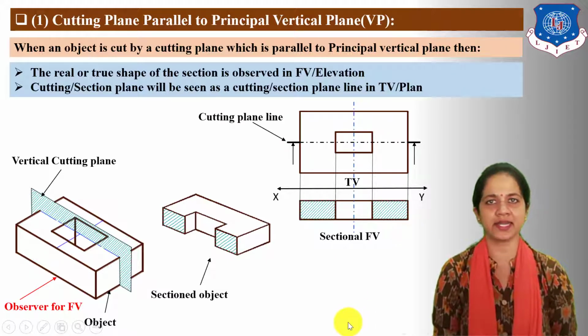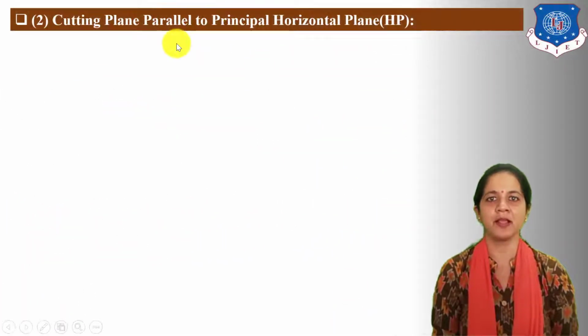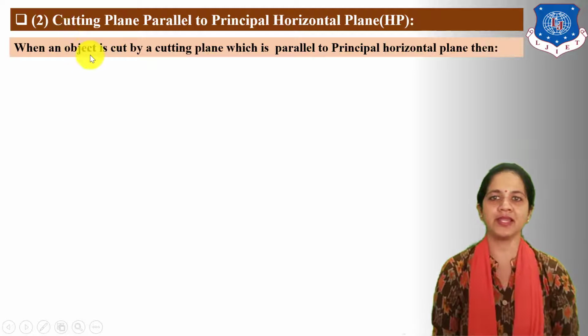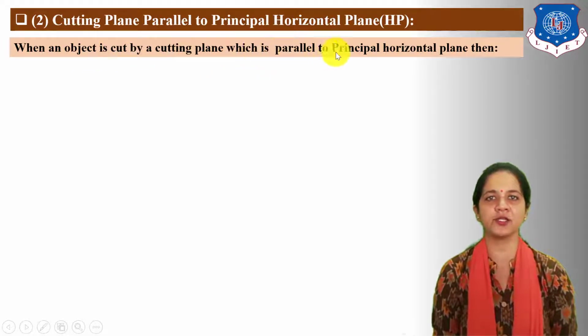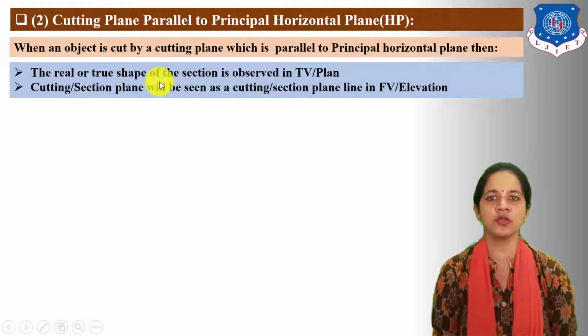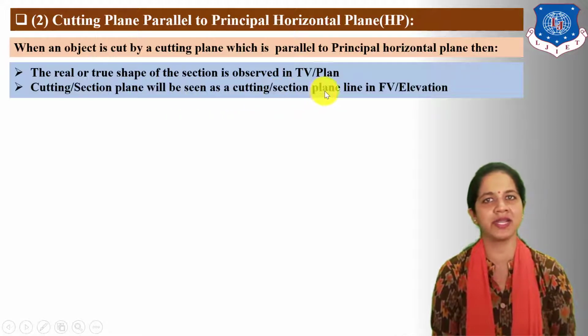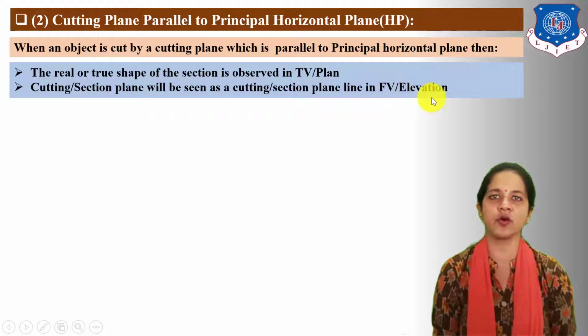Next, let us understand the second cutting plane, parallel to the principal horizontal plane. When an object is cut by a cutting plane which is parallel to the principal horizontal plane, then the real or true shape of the section is observed in the top view or plan, and the cutting or section plane will be seen as a cutting or section plane line in the front view or elevation.